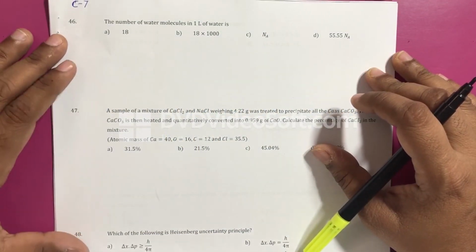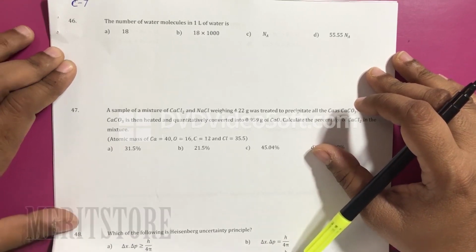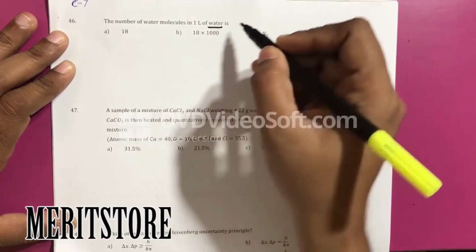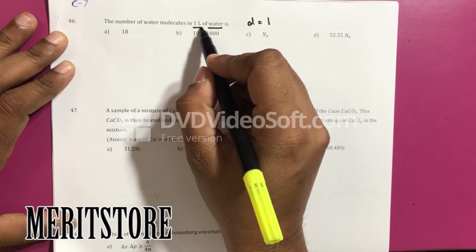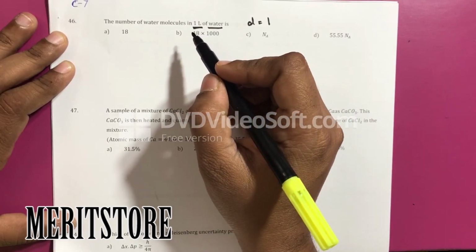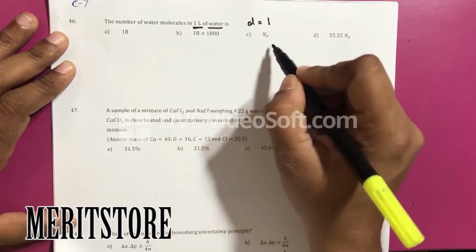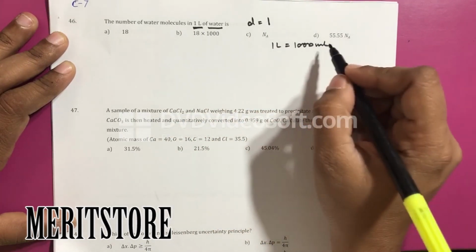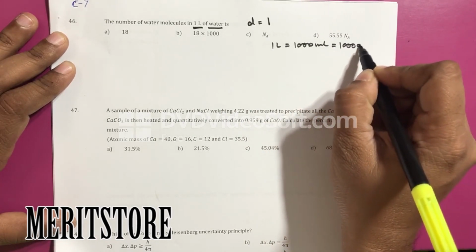Paper number 7. Question number 46. The number of water molecules in 1 liter of water is. When we talk about water, the density of water is 1. Therefore, whatever volume in liters is given, that corresponds to the same number in kilograms. So when I talk about 1 liter, this 1 liter is equal to 1000 ml. That corresponds to 1000 gram.